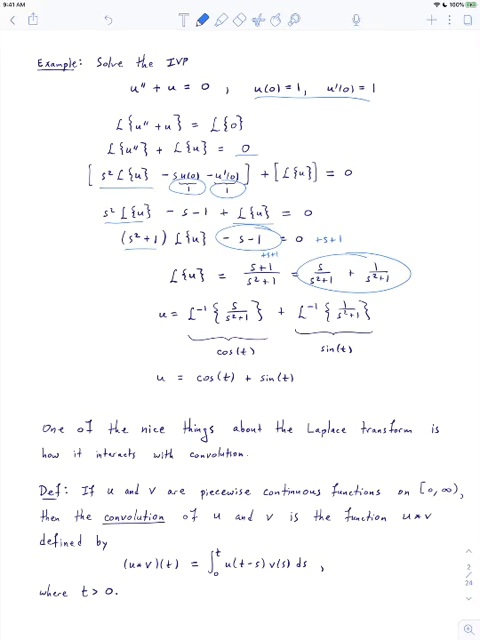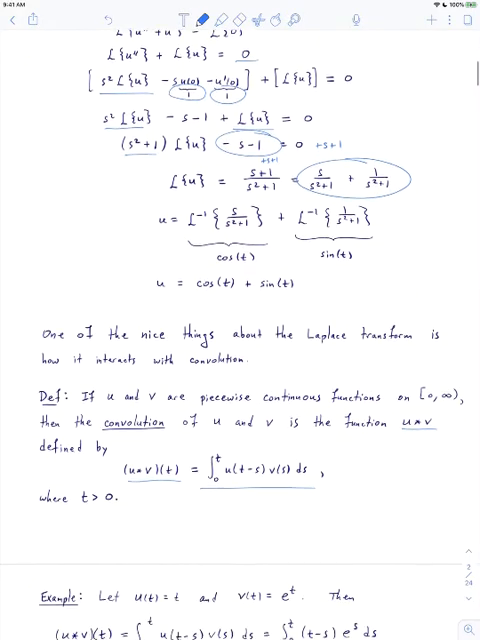One of the nice things about the Laplace transform is how it interacts with convolution. Let's just remind ourselves what convolution actually is. We start with u and v piecewise continuous functions, or simply continuous functions, on the interval from 0 to infinity. Then the convolution of u and v is the function u star v, defined by u star v at t is equal to this integral. It's the integral from 0 to t of u at t minus s times v at s ds, where t is some number greater than or possibly equal to 0. Of course, if t is equal to 0, then this value is 0. So let's look at an example.